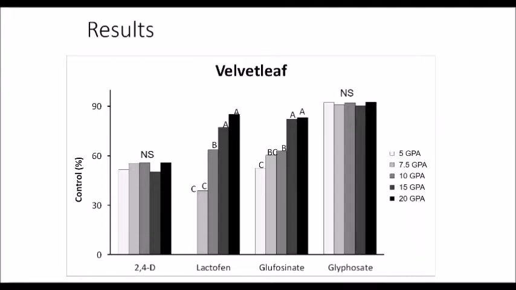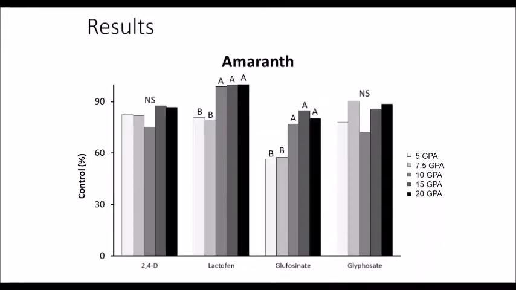When we look at the 2 contact-based products, you can see that we get an increase in efficacy as we increase the volume, going from 5 to 7.5 to 10 to 15 to 20. Again, as we increase that volume, you can see the efficacy continue to increase. On velvet leaf, we've got a plant that's got a very hairy leaf surface. Having that additional volume allows us to get that droplet past those leaf hairs into the cuticle.